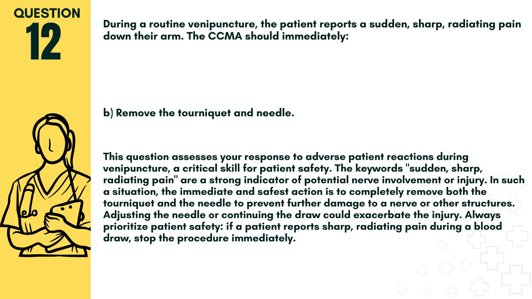In such a situation, the immediate and safest action is to completely remove both the tourniquet and the needle to prevent further damage to a nerve or other structures. Adjusting the needle or continuing the draw could exacerbate the injury. Always prioritize patient safety. If a patient reports sharp, radiating pain during a blood draw, stop the procedure immediately.